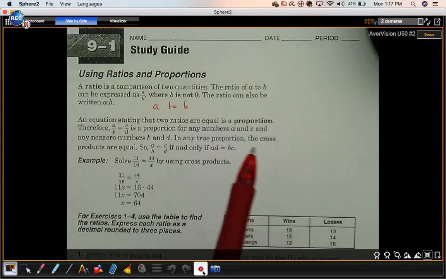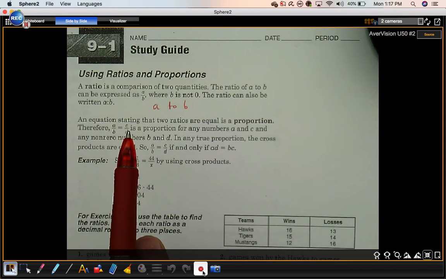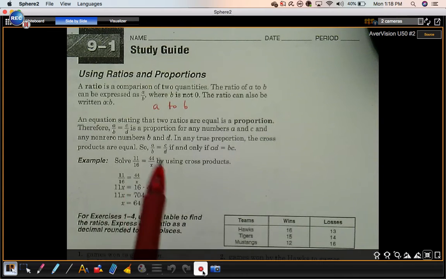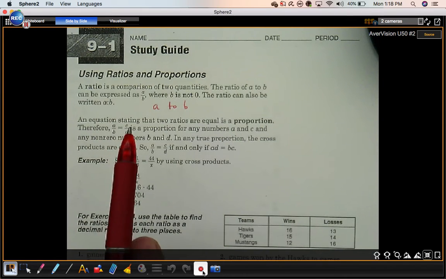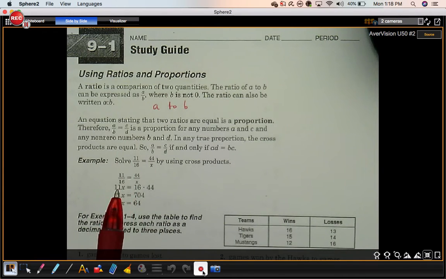In any true proportion, the cross products are equal. So what that means is A times D is the same thing as B times C. So we're going to use that to our advantage. Anytime we see a proportion where we don't know one of these four values, we're going to cross multiply to solve to find that value.